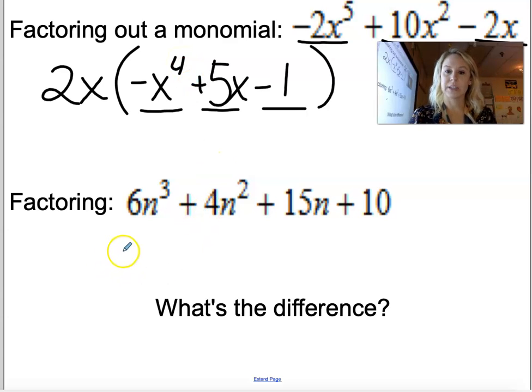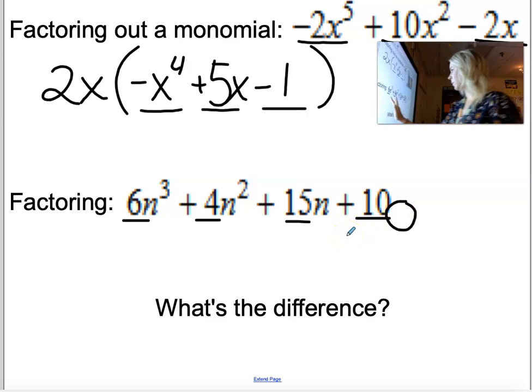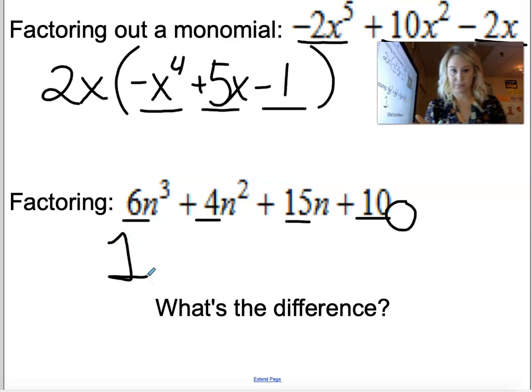Okay, let's look at this problem down here. So I have four terms, and let's see, I have a 6, a 4, a 15, and a 10. I would say a 2 would go into all of those, but a 2 does not go into a 15. So actually there is no number other than 1 that goes into all of those terms, and I cannot take a variable away because that n does not have a variable. So currently I can't factor this problem right here because a 1 is your GCF, okay?